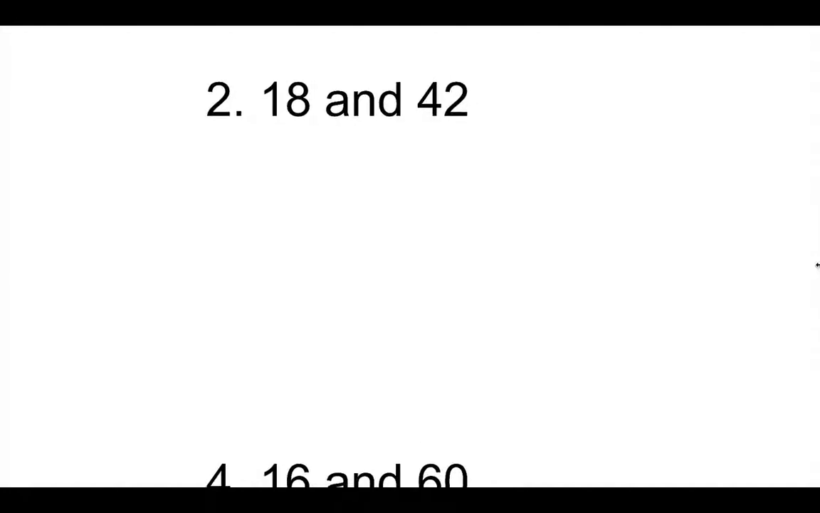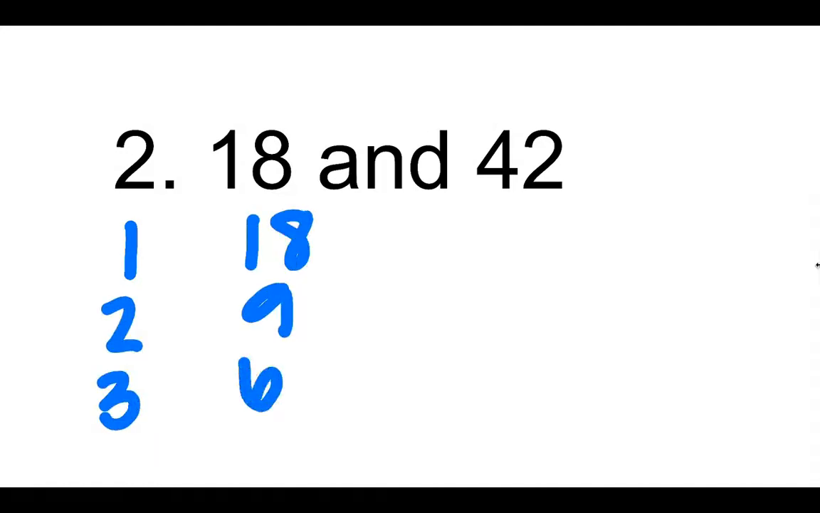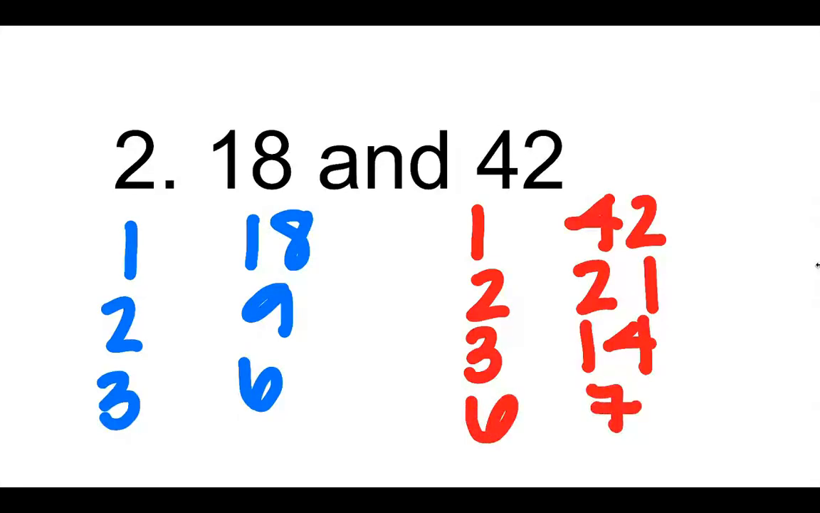Again, if you were to list factors of it, we could take 18. I've got 1 times 18, 2 times 9, 3 times 6, 4, no, 5, no, and I'm back at 6, so I know I'm done. Then I would do 42, so I have 1 times 42, 2 times 21, 3 times 14, no 4, no 5, 6 times 7, and I'm back at 7, so I know I'm done.